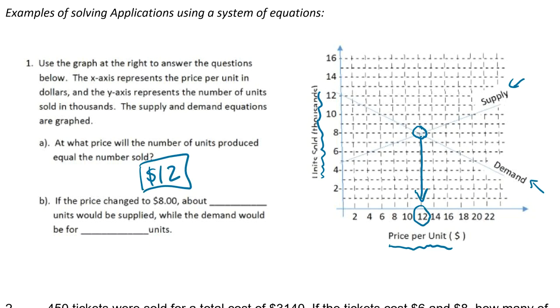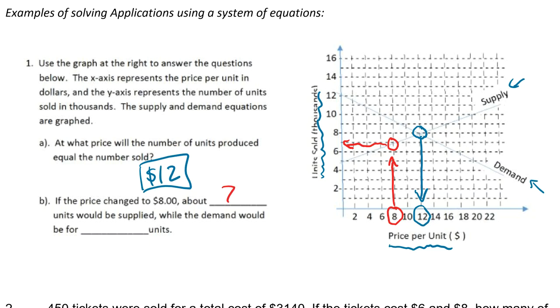All right, let's take a look at part B. So if the price changed to $8, so right here, how many units would be supplied and how much would the demand be for? So for the supply first, all we have to do is look up, find where the supply is, and follow it over and see how much it is. All right, so in this case, it's about 7 units.